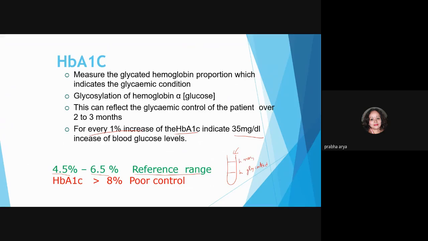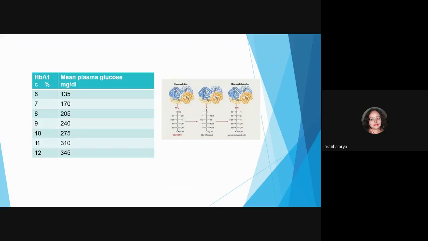The reference range is 4.5% to 6.5% of normal hemoglobin. So out of 100 milligram hemoglobin, 4.5 to 6.5 milligram of hemoglobin is glycated, and that is normal. And if it is increasing beyond this, then you can interpret the value, like for every 1% increase, there will be a 35 milligram per deciliter increase.